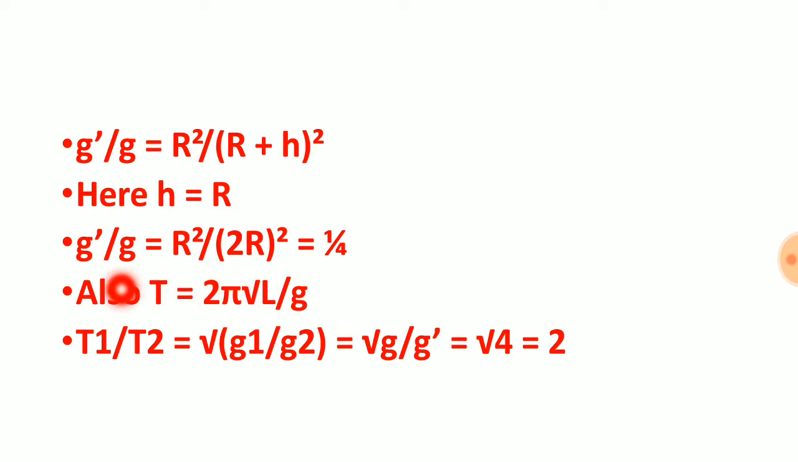And our formula for simple pendulum, time period of simple pendulum is T is equal to 2 pi root under L by g. And here the question is not asking about anything related to length. Length is still same, so it depends on gravity only. So T1 by T2 is equal to root under g1 by g2. From this formula we can get this expression, and then we know that g1 by g2 is just g by g dash, and root under 4 will be 2.